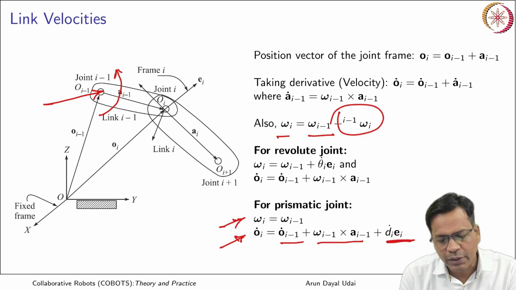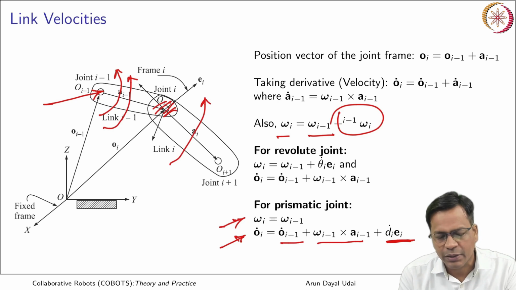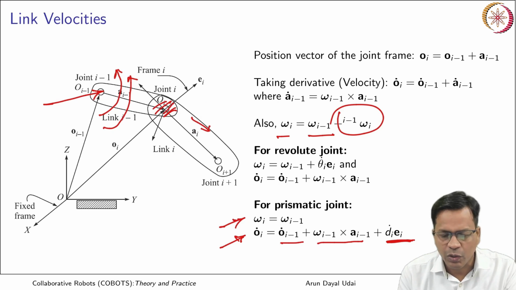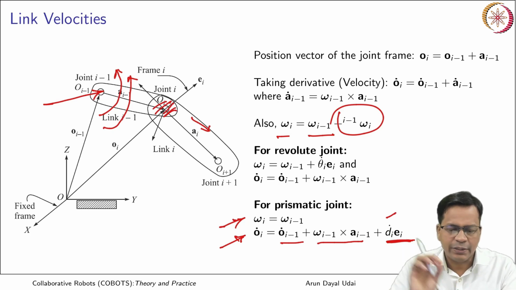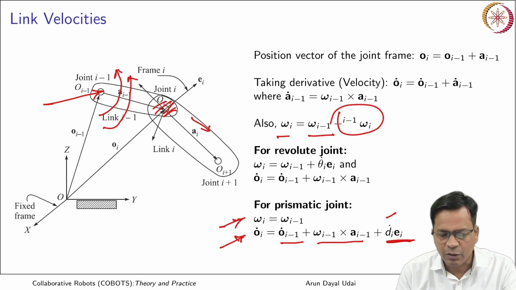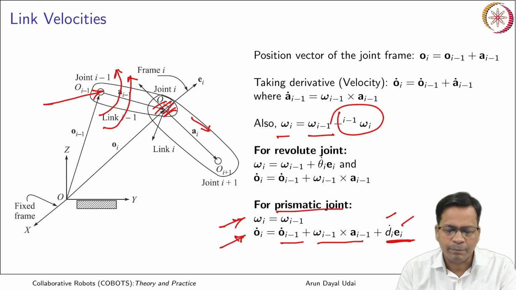In this case, you see, because this is frozen, okay, whatever is the angular velocity of this becomes angular velocity of this link as well, but this is expanding also. So if this is expanding, you get what? Now you have di dot, that is the rate of change of displacement along the direction of motion. Direction of motion is given by ei. This is in case of prismatic joint, okay. So these are the link velocities.